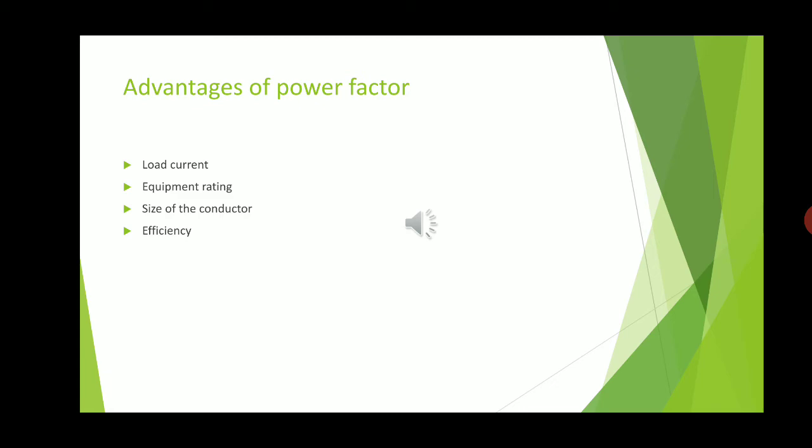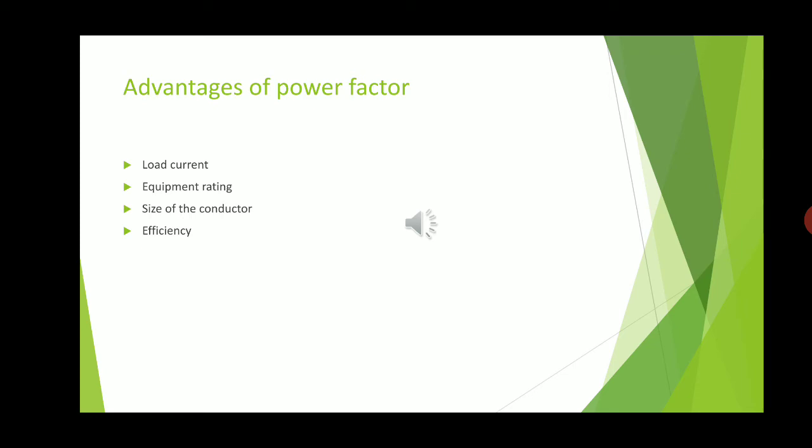So the size of the conductor is always increasing for the power factor which is on the lesser side. Fourth one is efficiency. See, if power factor is on the lower side, there will be much more load current from the source. So there will be much more losses. If there are much more losses, that means the efficiency of the system will get decreased. So we want to increase this power factor.